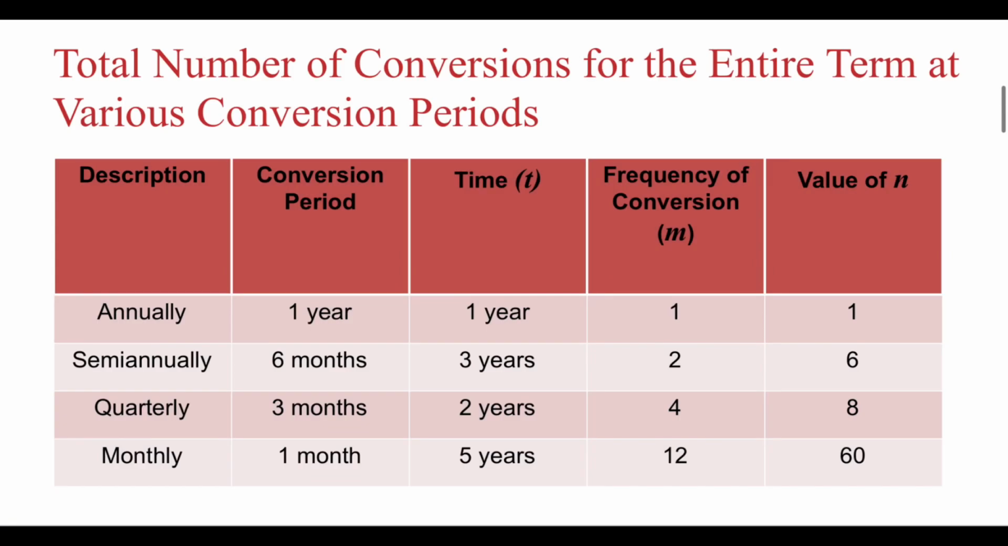To find the total number of conversions for the entire term at different conversion periods, keep this key point in mind. For annual compounding, it's once a year. If it's semi-annual, it happens every 6 months or twice a year. Quarterly means every 3 months or 4 times annually, and for monthly compounding, it's every month or 12 times a year.